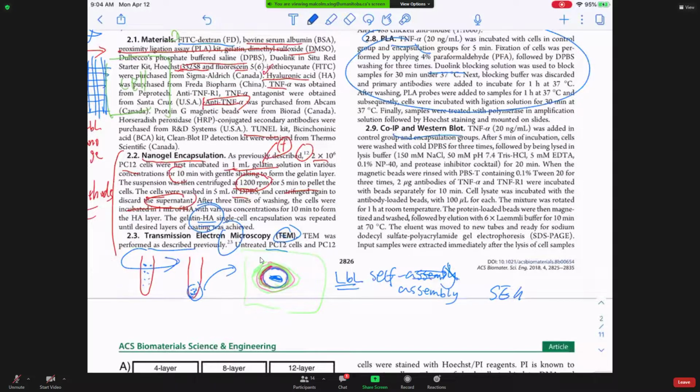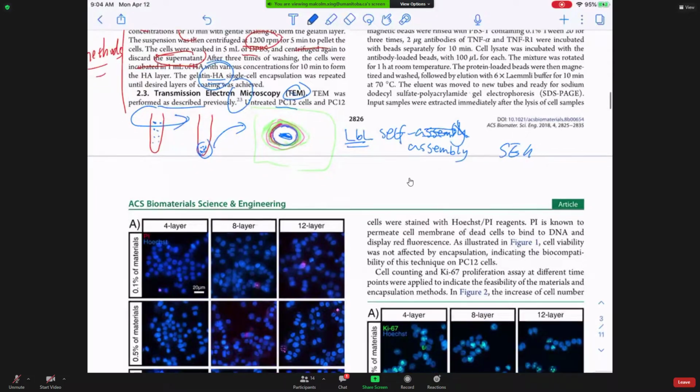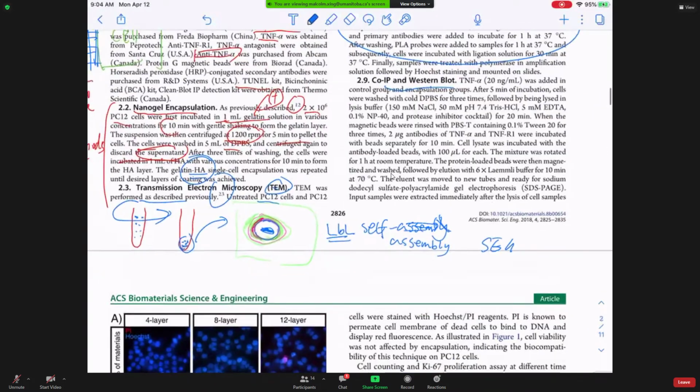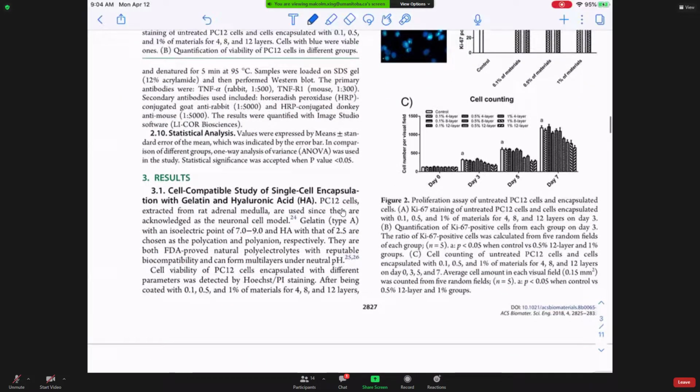We can use this way to measure TNF alpha and its concentration changes. So that's the methodology, and we have the statistics, then the results.